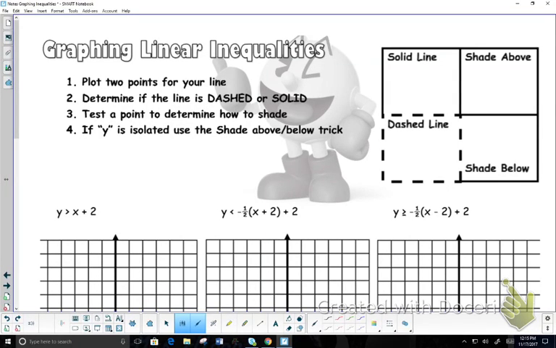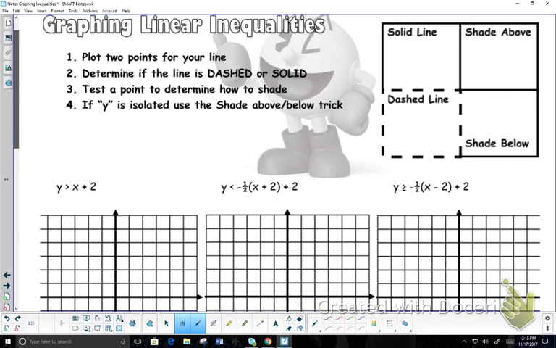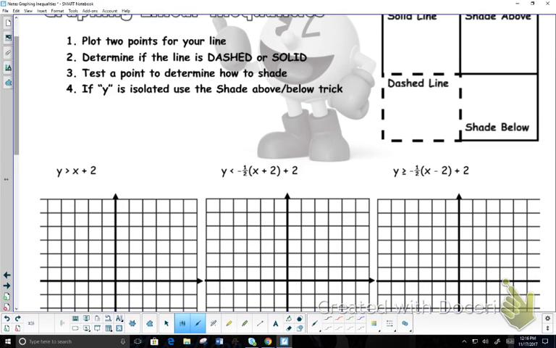Going to graph. Nothing's new with this, okay? First thing we do whenever we graph a line is we simply are going to graph 2 points. Then we're going to pause because we have to do something a little different than normal.